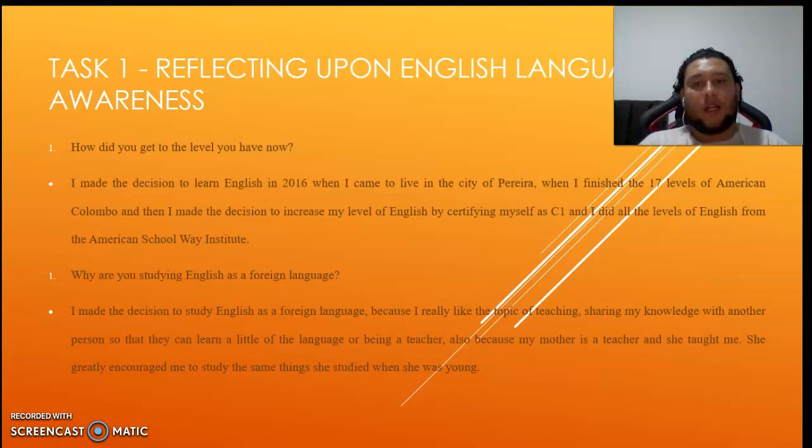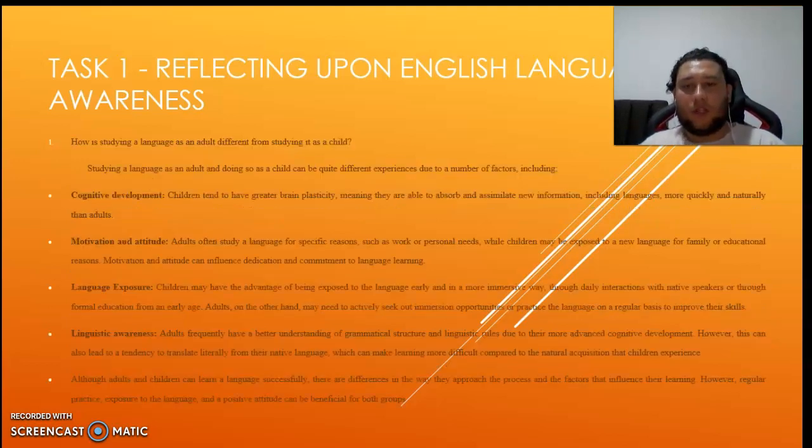And why are you studying English as a foreign language? So in this case, I made the decision to study English because I really like the topic of teaching, sharing my knowledge with other people that maybe can learn more vocabulary, more things about this language, and also I have the opportunity to learn other languages like Portuguese, French. Also my mother is a teacher, and she provided me some instruction on how to study to be a teacher. So for that reason I decided to study English as a foreign language.